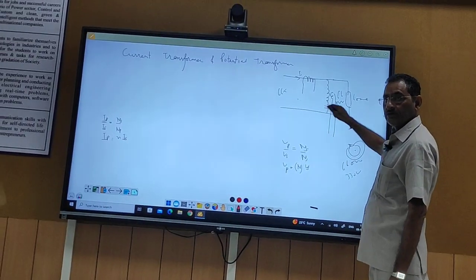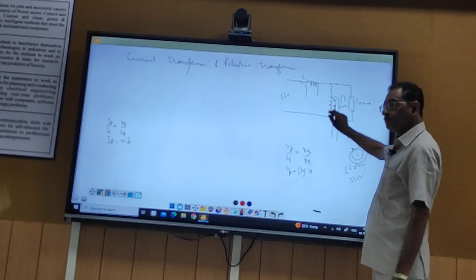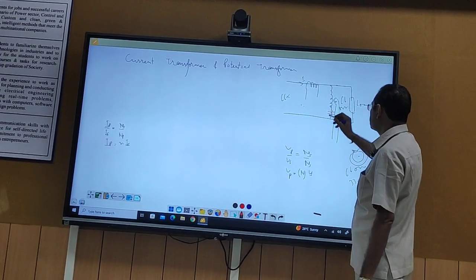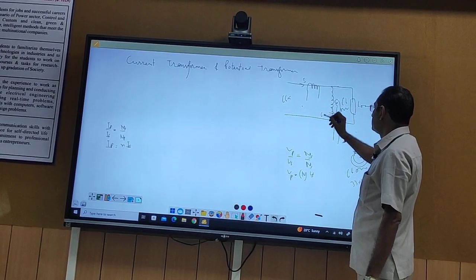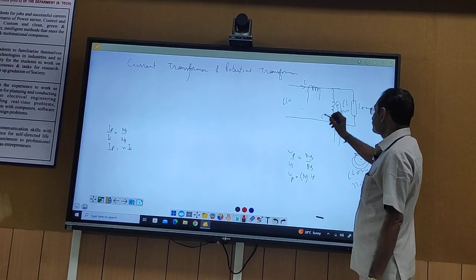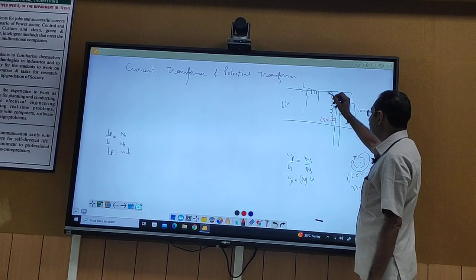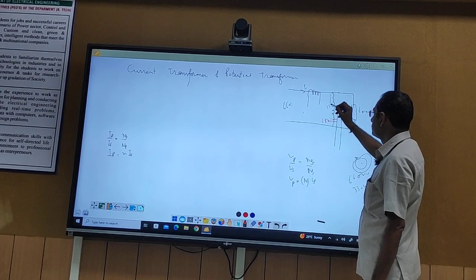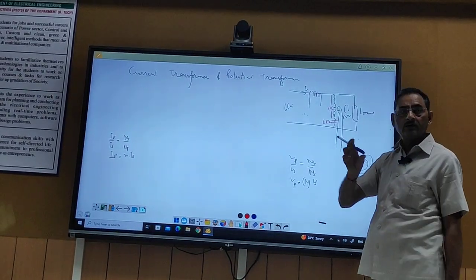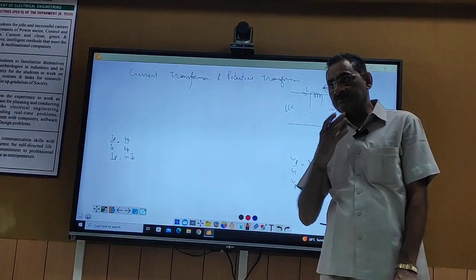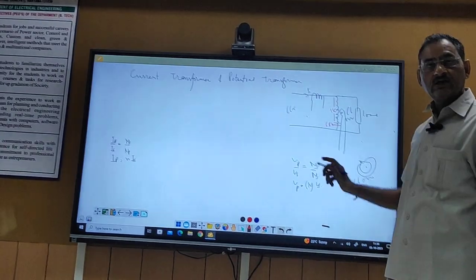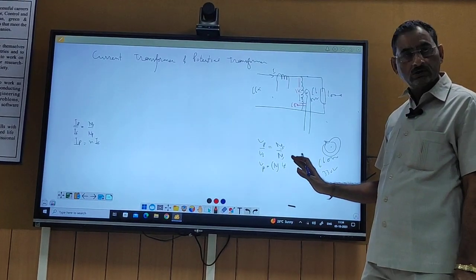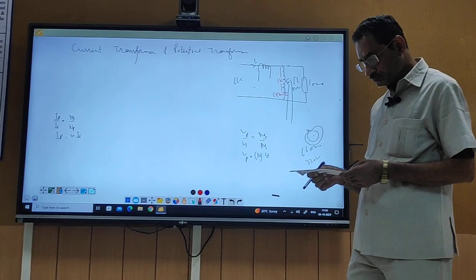So 66 kV can be divided in such a way that suppose the voltage here is 66 kV, the voltage here can be 65 kV and here the voltage can be 1 kV. So the stress on the winding will be less. Okay, and accordingly the turns ratio can then be decided. Is this point clear or not?